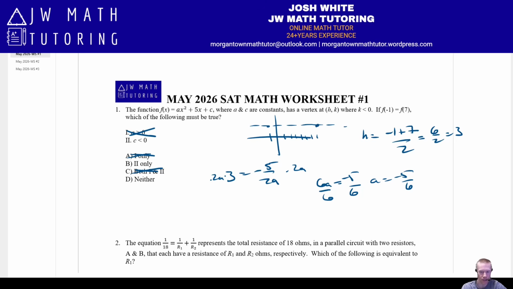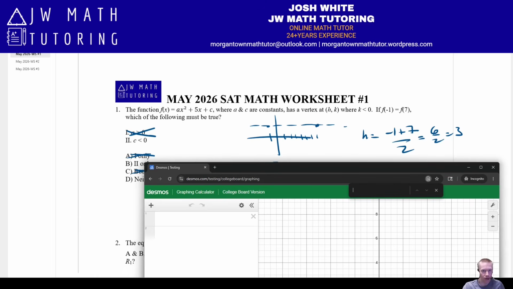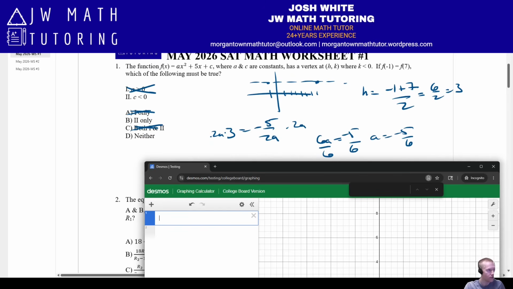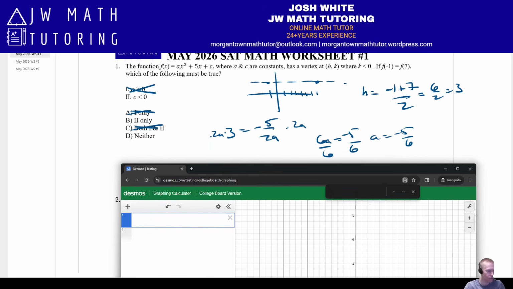So personally, what I would do in this case, rather than doing out all the algebra, which you can technically do, is I would go to Desmos and put in the function. Just scroll up a little bit here so I can get it on the screen. Okay, so we know a is negative 5/6, 5x plus c. Now I'm going to add a slider for c.